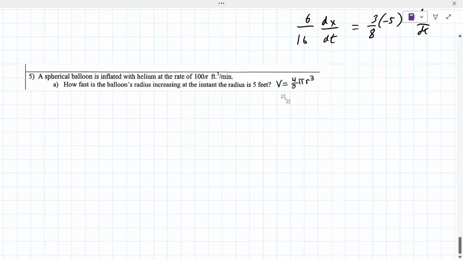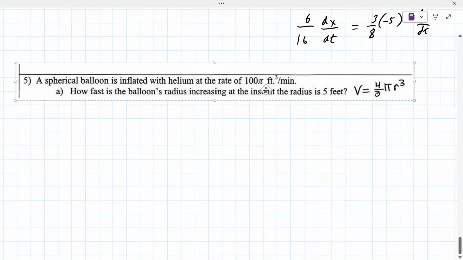But like this is your question here. It'll say a spherical balloon is inflated with helium at a rate of 100 pi feet per minute, and that's volume. That's dV/dt. Very occasionally they give you minutes and seconds. They'll kind of mix that up. Just be on the lookout for that.